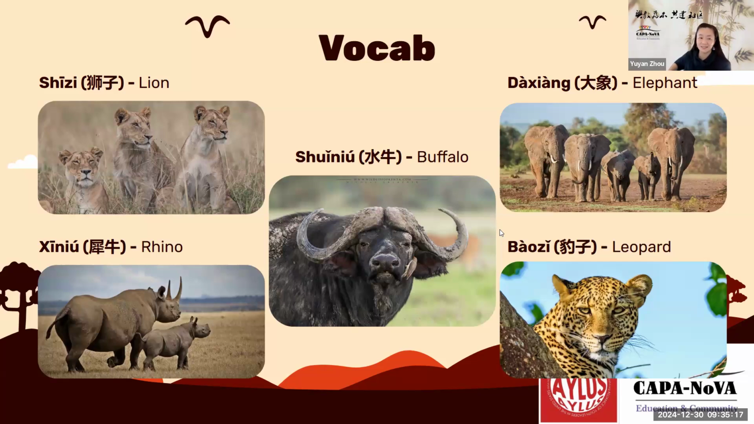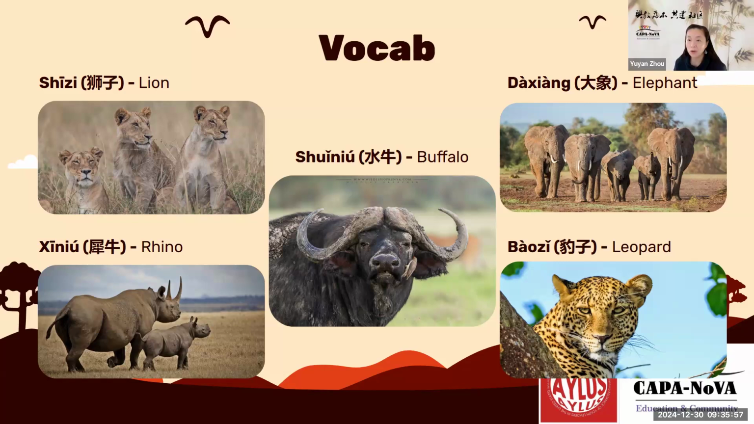Yeah, lion in Mandarin is 狮子. 狮子. And then buffalo, 水牛. Sort of similar, but it's rhino, 犀牛. 大象 is elephant. And then finally 豹子 leopard. 豹子. Any questions?